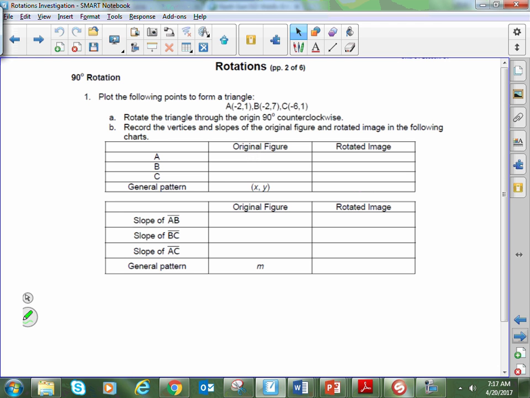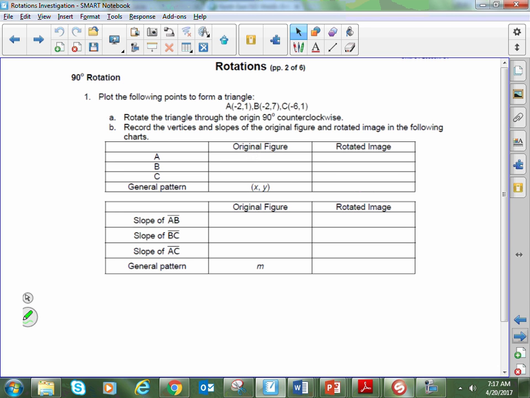So we're starting off with a triangle that we're asked to perform a following rotation on of 90 degrees, and then to figure out what are the coordinates of the new figure, and to particularly identify what the general patterns of that figure are.